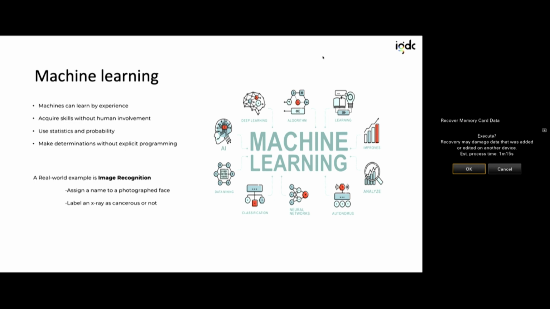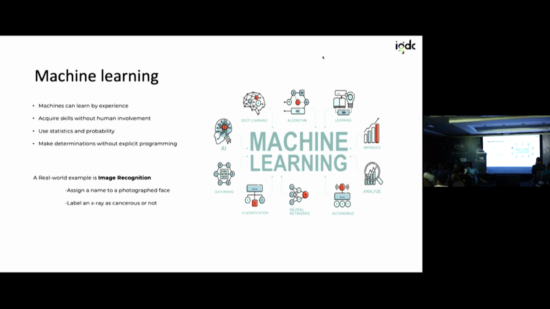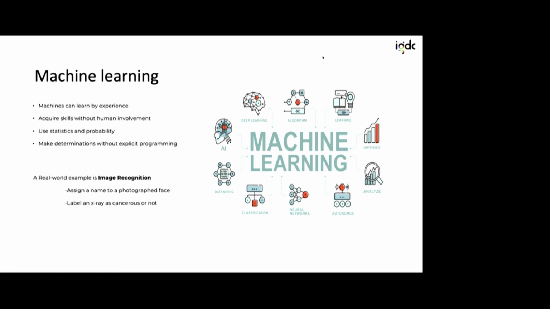The crucial part is this: it needs enough and enough data and its experience. Machine learning works on statistics and probability. Thus, the accuracy of machine learning is not 100%, maybe 80%, 85%. For a real world example, I can give you image recognition, what we do in Facebook, tagging face and name. And if I go further in advance, labeling an X-ray: is it cancerous or not?